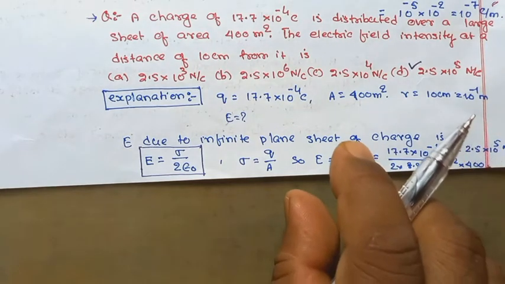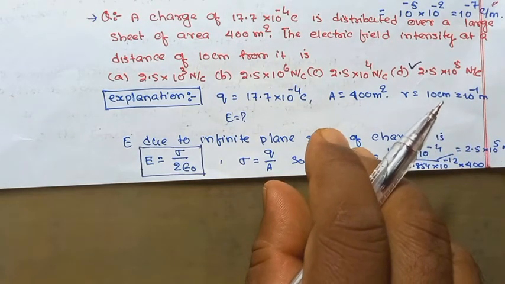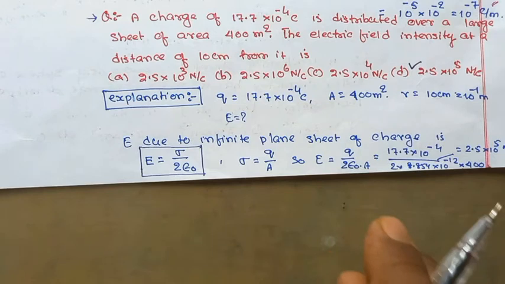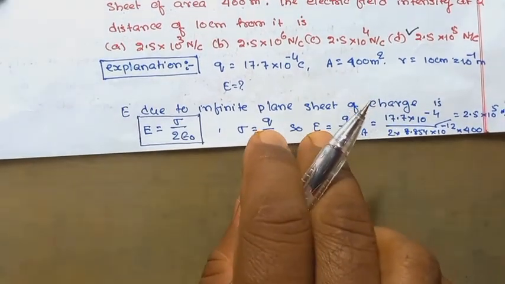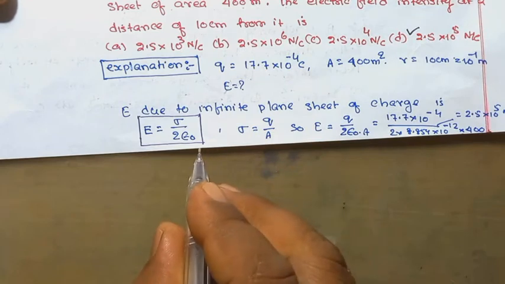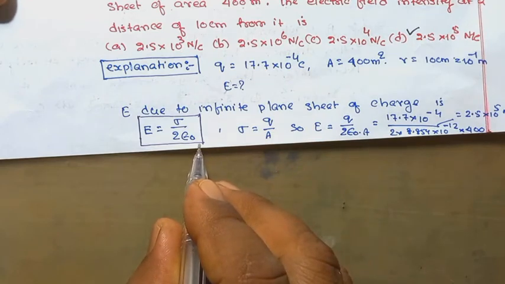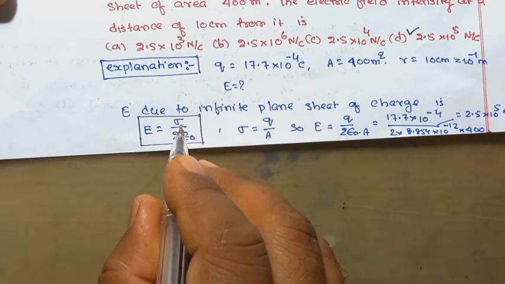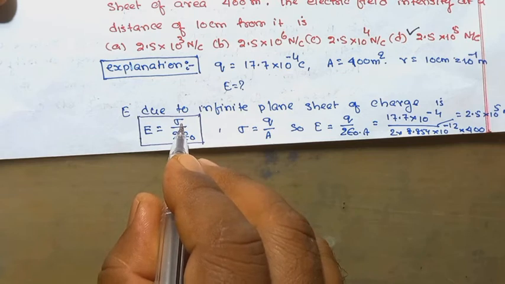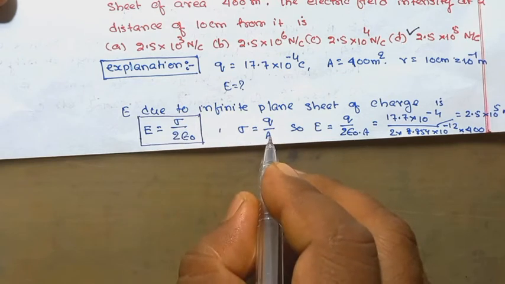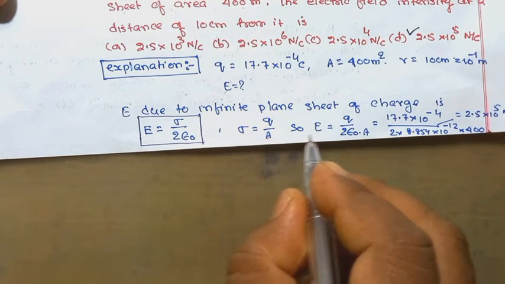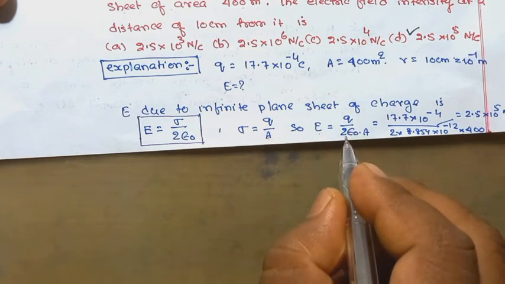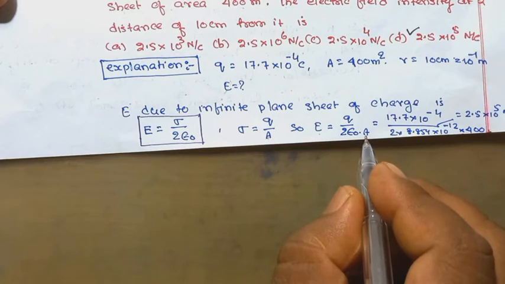So for an infinite sheet of charge, we know that the electric field at a point is sigma by 2 epsilon 0, and sigma is the charge per unit area. So Q by A. Putting sigma equal to Q by A, we'll get E is equal to Q by 2 epsilon 0 A.